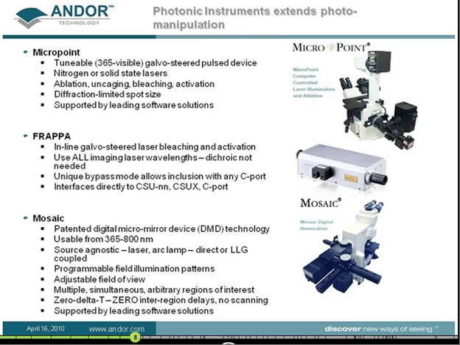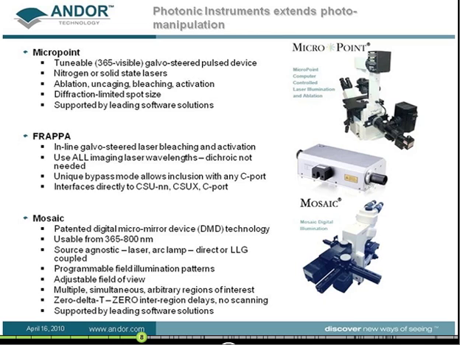The other unique device here that Photonic Instruments have brought to market is so-called Mosaic. It's a patented digital mirror device, and essentially you can now image that digital mirror device and switch on an arbitrary pattern of the mirrors to generate photo bleaching or photo activation simultaneously in multiple points within the specimen. So there's no need to do scanning with this device. And that gives rise to this feature here we call zero delta T, which means zero delay between different regions, so that you can really have simultaneous bleaching or simultaneous activation without sequential access. And again, this device is supported by leading software solutions as well as within our own systems, and we will not be changing access to that product, certainly in the near future.